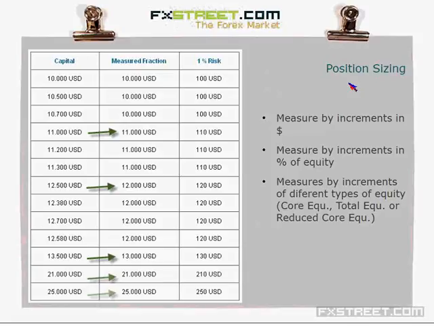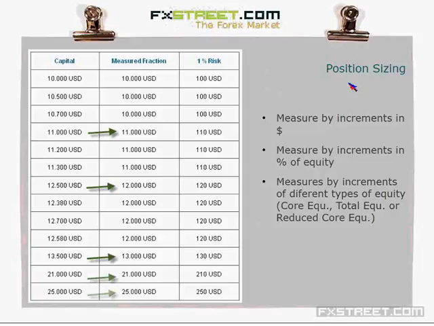Like here, once you reach new measures, at the bottom of the table, for example, we see the account jumps from 13 to 21. So basically, here you recalculate the 1% risk according to the new measure or benchmark, which is 21. So you jump several levels.